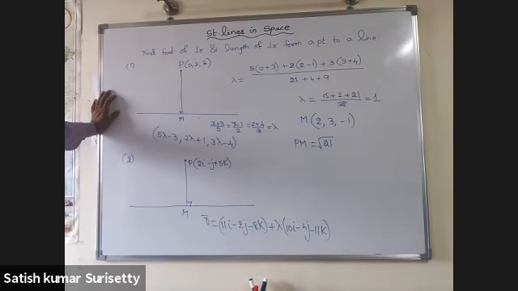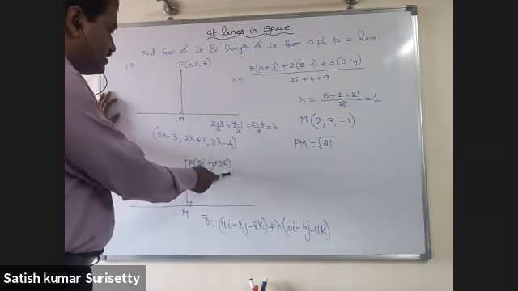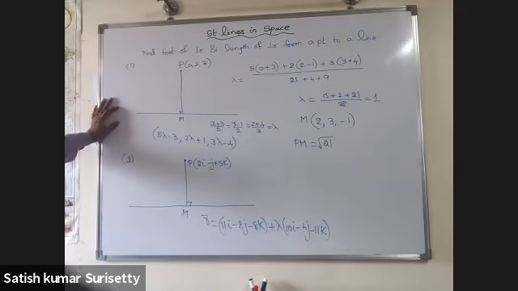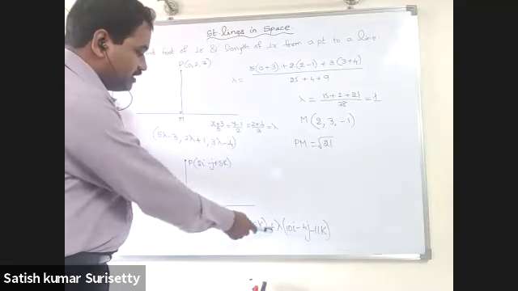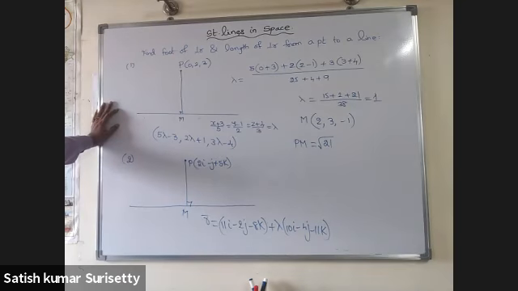Another problem in vector form. Find the foot of the perpendicular from the point with position vector 2i minus j plus 5k on the line r bar equal to 11i minus 2j minus 8k plus lambda into (10i minus 4j minus 11k).